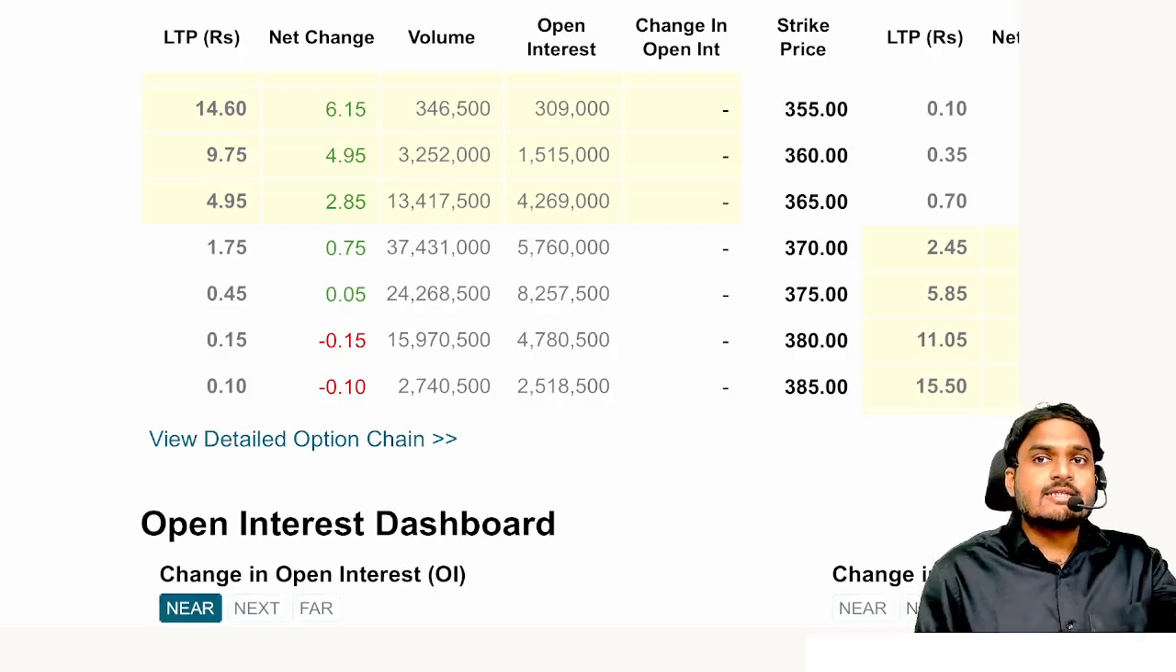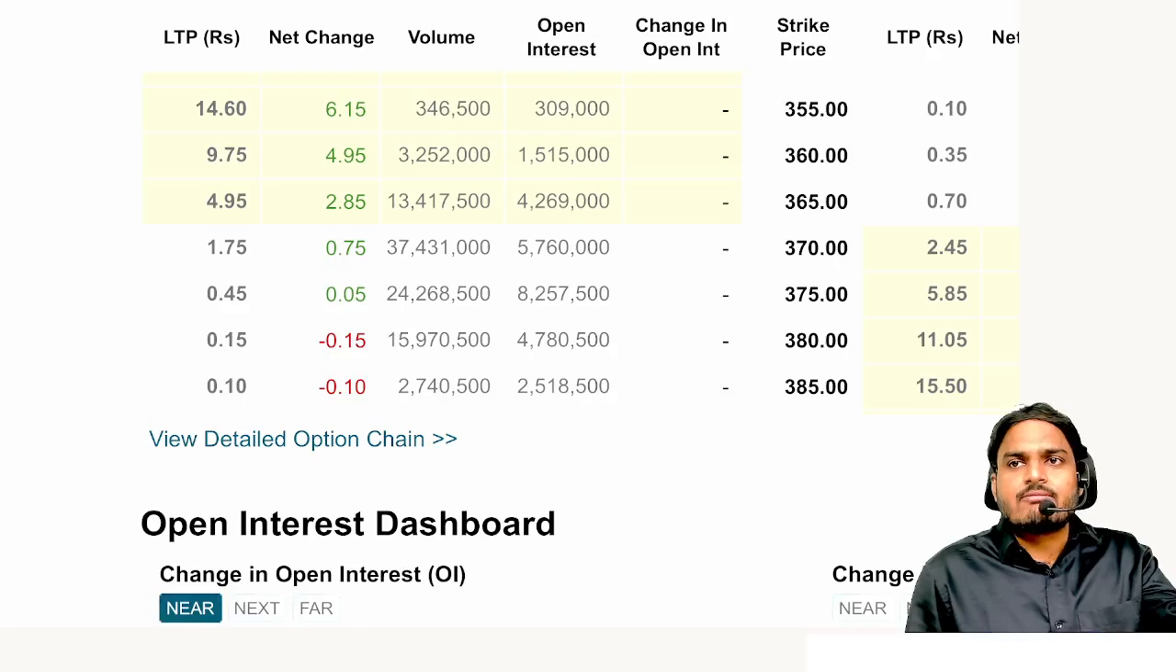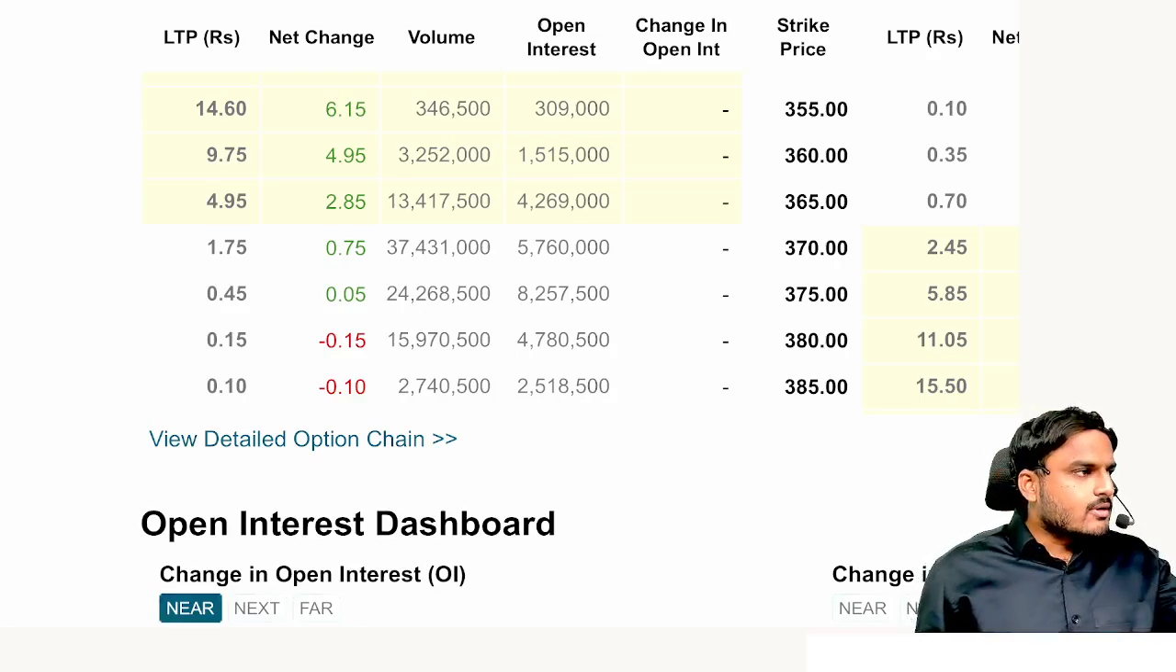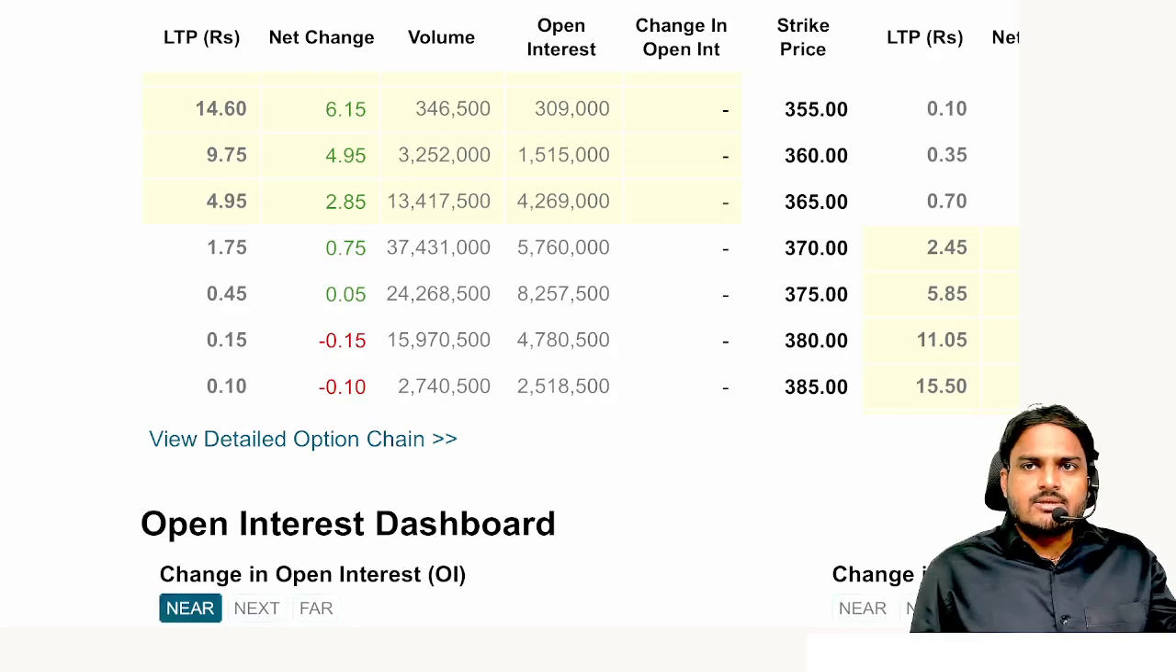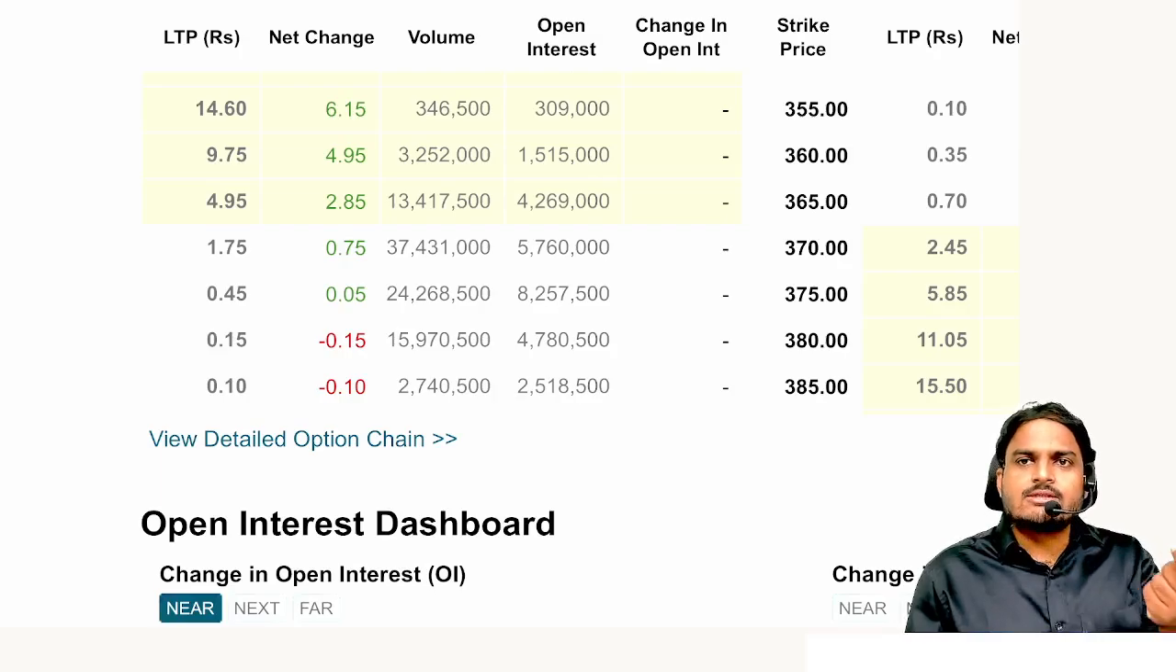Why? Share price 370, whereas the strike price is how much? 375. At the end of the day, the actual price 380 minus the strike price 375. What is the difference? 5 rupees.